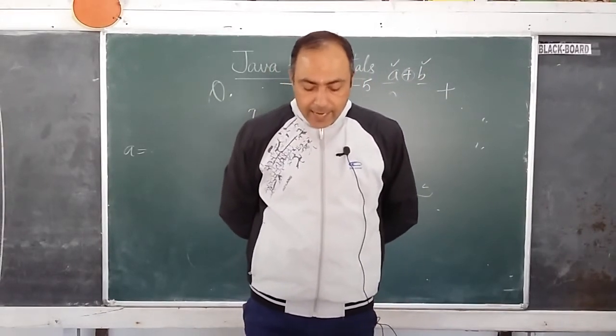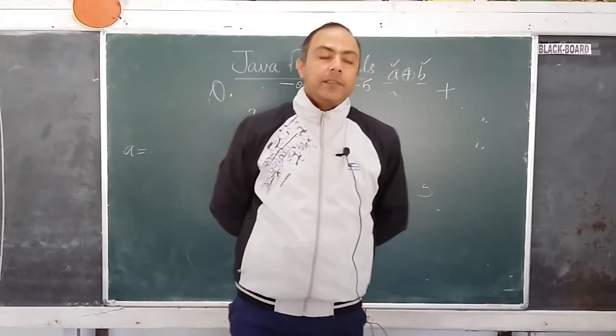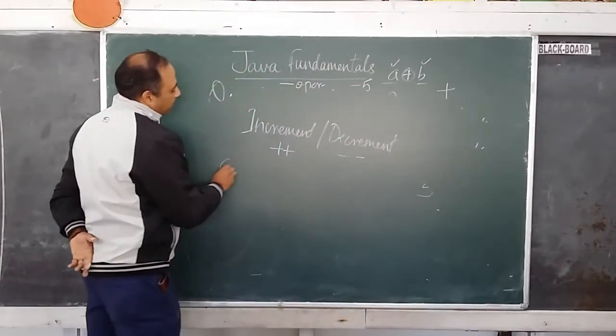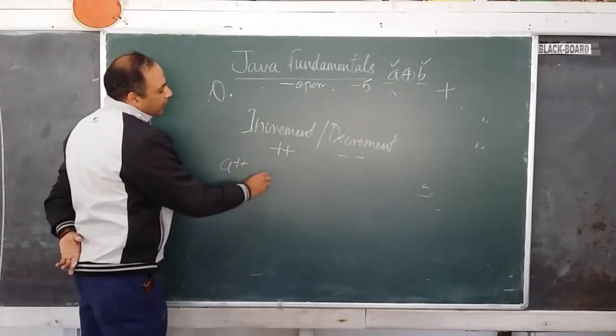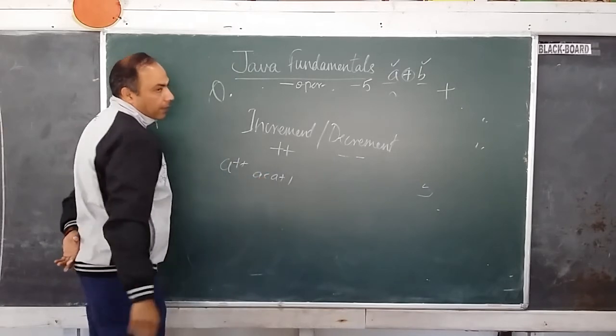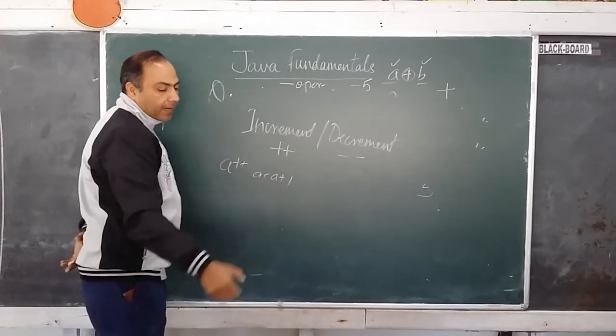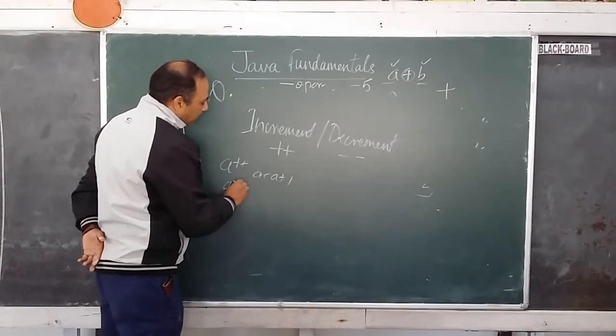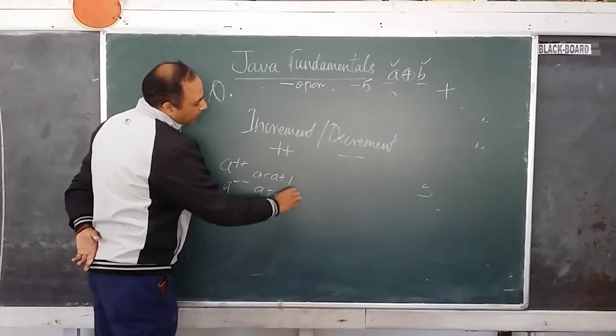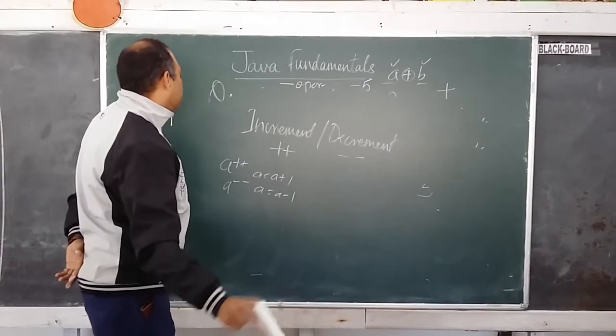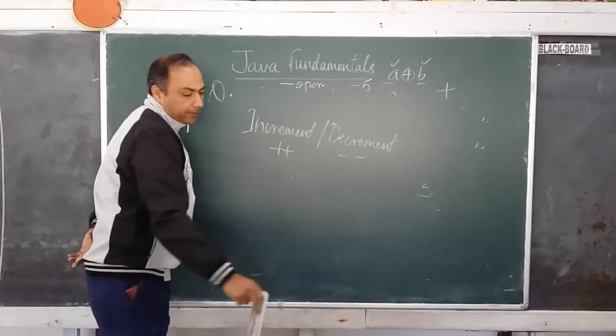The operator adds one to its operand. So if I write a plus plus, that means a equals a plus 1. So it adds one value. If I write a minus minus, a equals a minus 1. So it decrements. Increment and decrement operators are there.